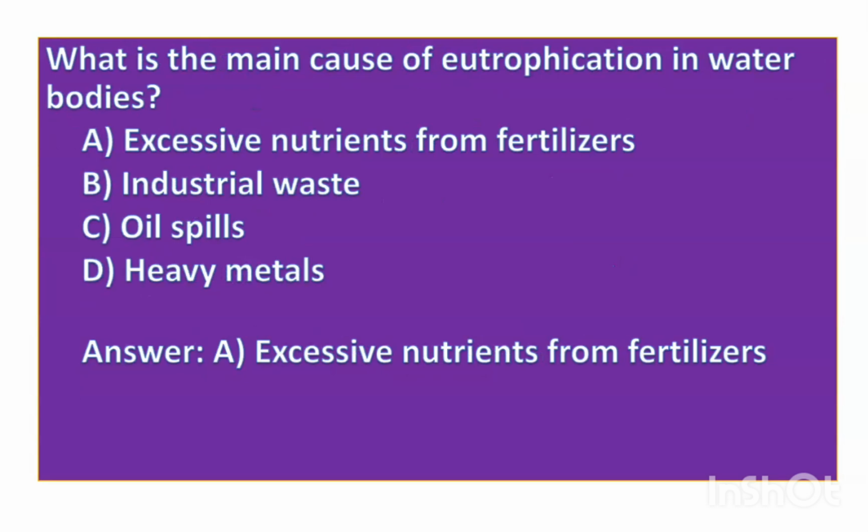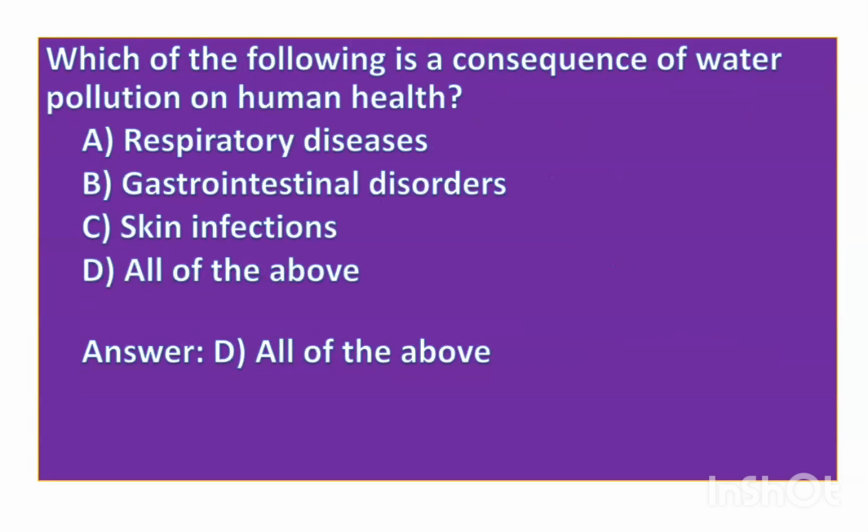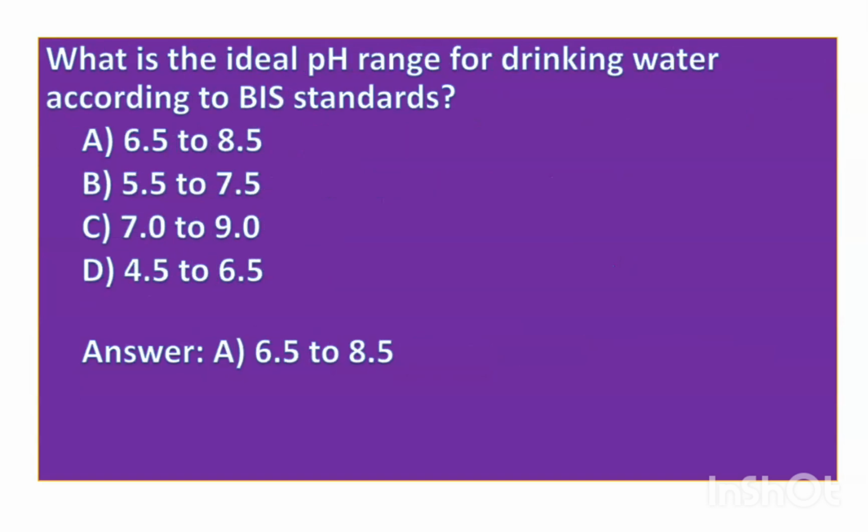What is the main cause of eutrophication in water bodies? Options: excessive nutrients from fertilizers, industrial waste, oil spills, heavy metals. Answer: excessive nutrients from fertilizers. Which of the following is a consequence of water pollution on human health? Options: respiratory diseases, gastrointestinal disorders, skin infections, all of the above. Answer: all of the above.